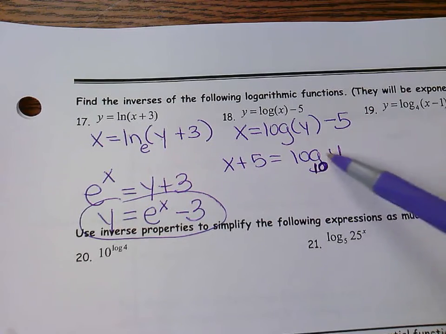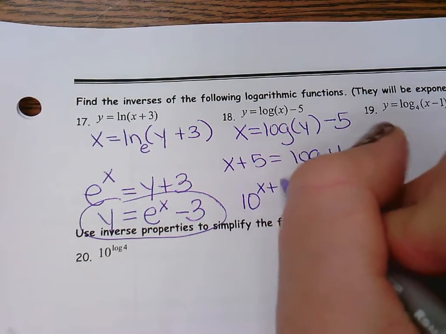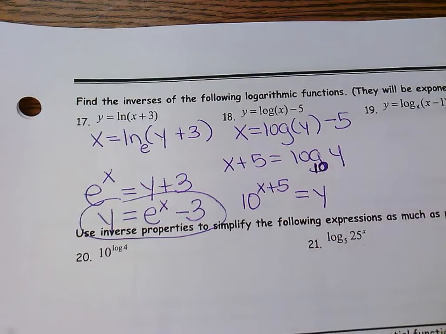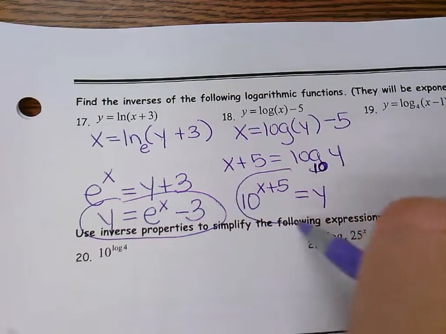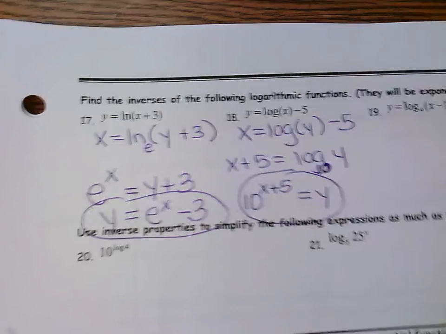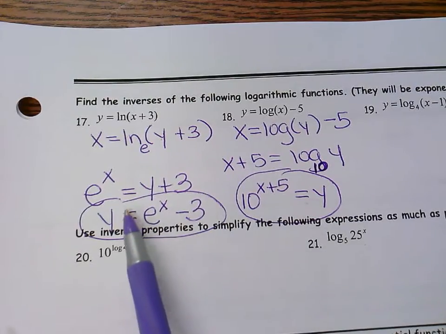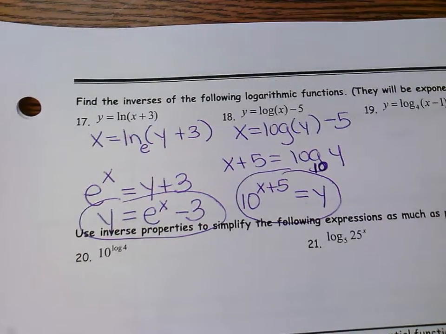So if the base was 10, it's going to be 10 raised to the x plus 5 power is the inverse function. So if you want to write that as y equals, y equals 10 to the x plus 5. So it was a base of 10 log, so I get a base of 10 exponential function. See, starting out as a log, ending as an exponential function.